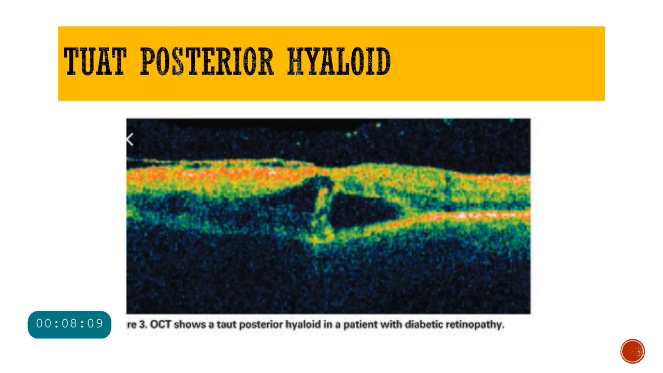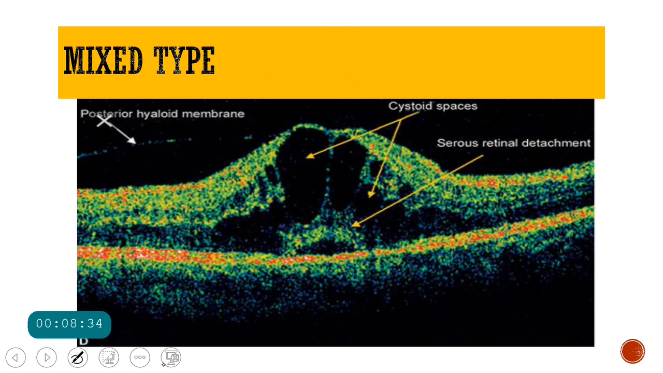Then we have the taut posterior hyaloid which can be seen. Hyaloid is nothing but the posterior part of the vitreous. So exactly where the vitreous joins with the retina, that part is called the hyaloid. Sometimes the hyaloid itself will get thickened and it will be very tightly stretching over the retina, and that can cause traction, and that is called the taut posterior hyaloid in a patient with diabetic retinopathy seen on OCT.